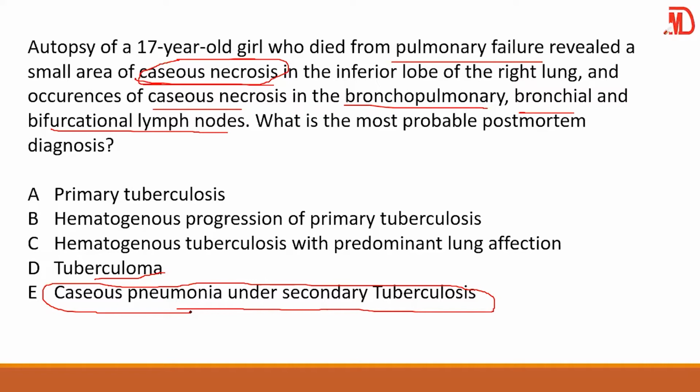Or they would have mentioned a problem with a previous history. Even though they said he died of pulmonary failure, they didn't tell us the exact pulmonary failure that it was. But again, the pulmonary failure was a result of the primary tuberculosis, because that was the first time he was getting infected. There's not much information about it, so we can't say this was caseous pneumonia under secondary tuberculosis. No. This is primary tuberculosis. So here we'll go in for A.